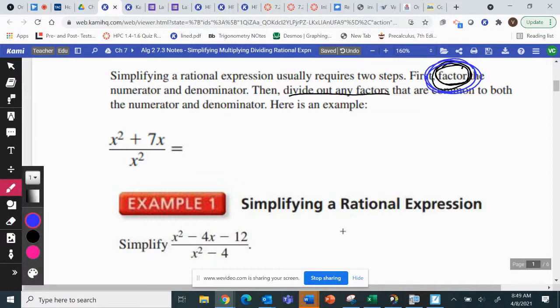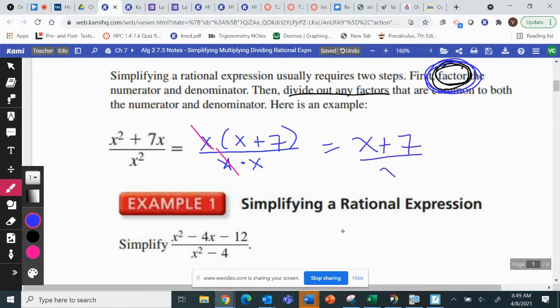In our numerator, we have a greatest common factor of x. In our denominator, we can factor x squared to be x times x. I have factored an x and an x from the numerator and the denominator. I factored out an x, therefore I can cancel those factors. You can only cancel if they are factors. So this simplified expression would be x plus 7 over x. Can I cancel those?